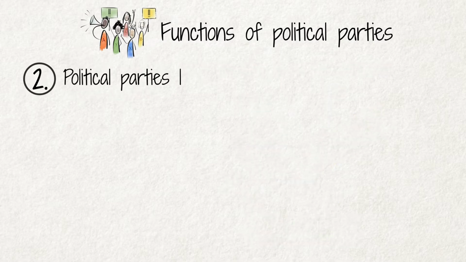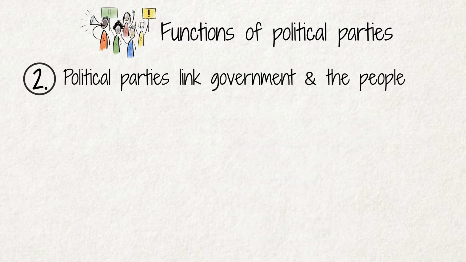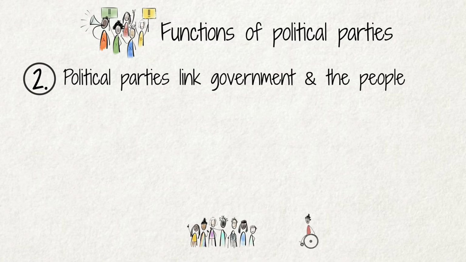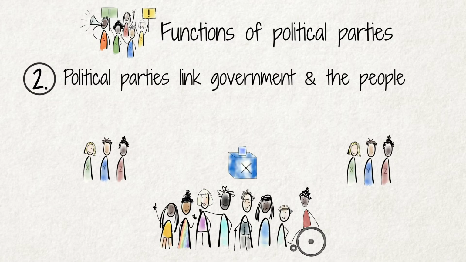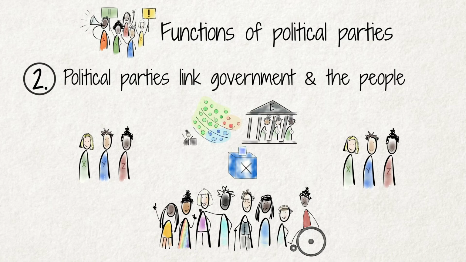Political parties link government and the people. By representing different social groups and opinions through elected representatives in parliament and government, political parties act as an important link between government institutions and citizens.